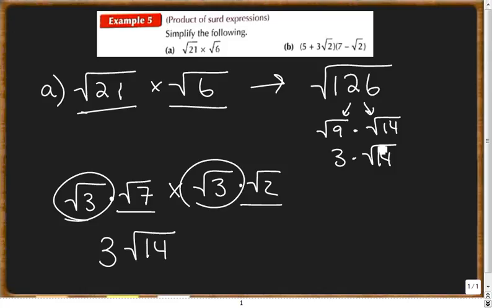I think it's a little more manageable to break it up at first than to assume that you're going to know and identify the squares inside. That gets kind of difficult. But anyway, the answer at the end of the day is 3 times the square root of 14.